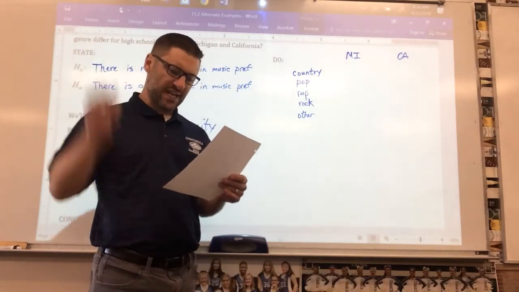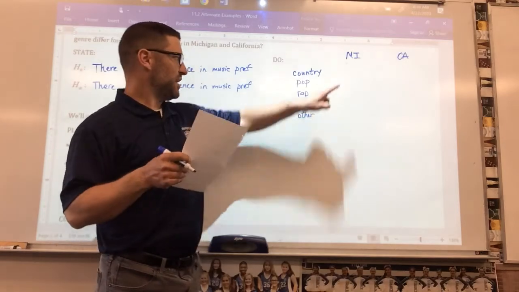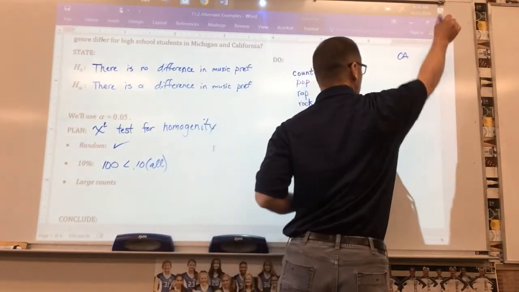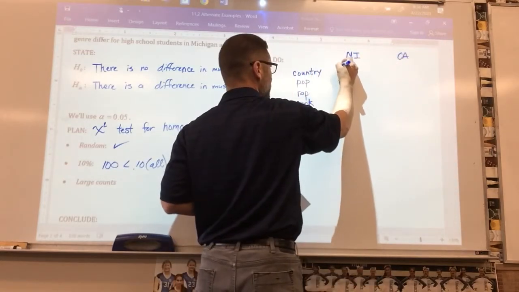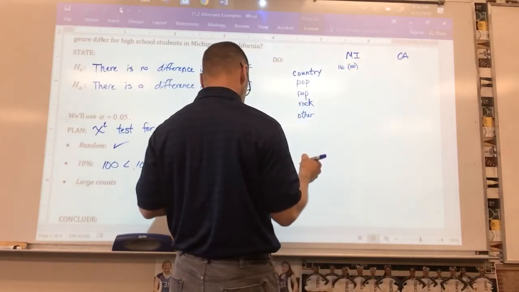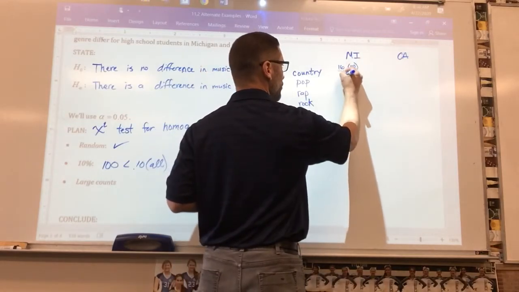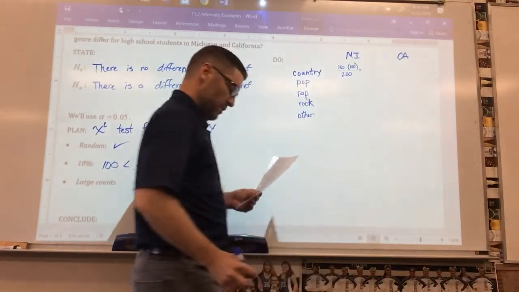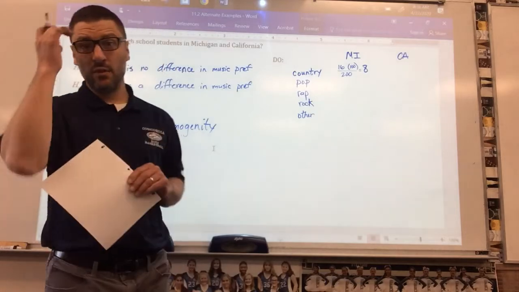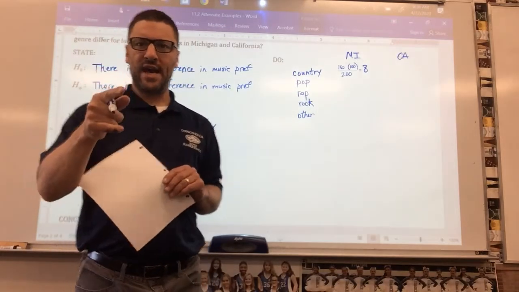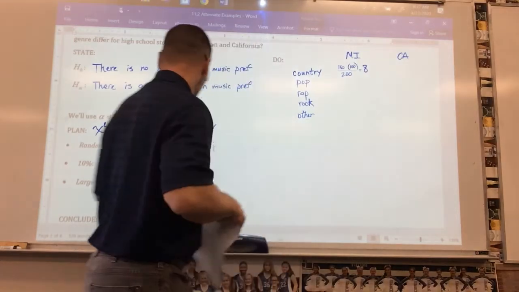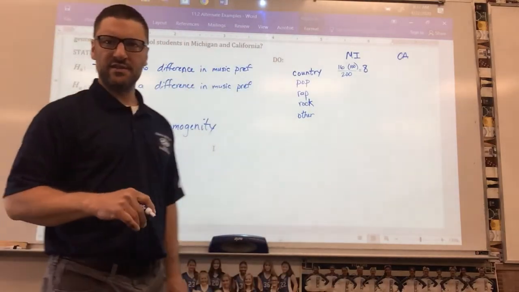Remember, our expected counts come from the chart up above. It's row times column. So if I wanted this Michigan country, it'd be row times column. The row total up there is 16, and the column total is 100. So 16 times 100 all over the chart total, which is 200. So this first cell right here is 8. And you need to go in and find each one of these cells so that you know if your large counts condition is met.